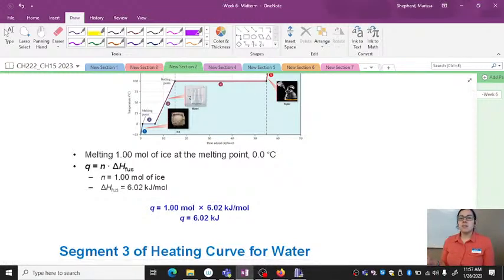Does that make sense? Again, it could be given in grams. I've seen that happen, but in this case it's given in kilojoules per mole. So we can just multiply it by the molar amount of our substance. And obviously, if it was in grams, we can convert it to moles, and vice versa. So now we just have 1 mole times 6.02 kilojoules per mole, which gives us 6.02 kilojoules to complete that phase change. Any questions so far?